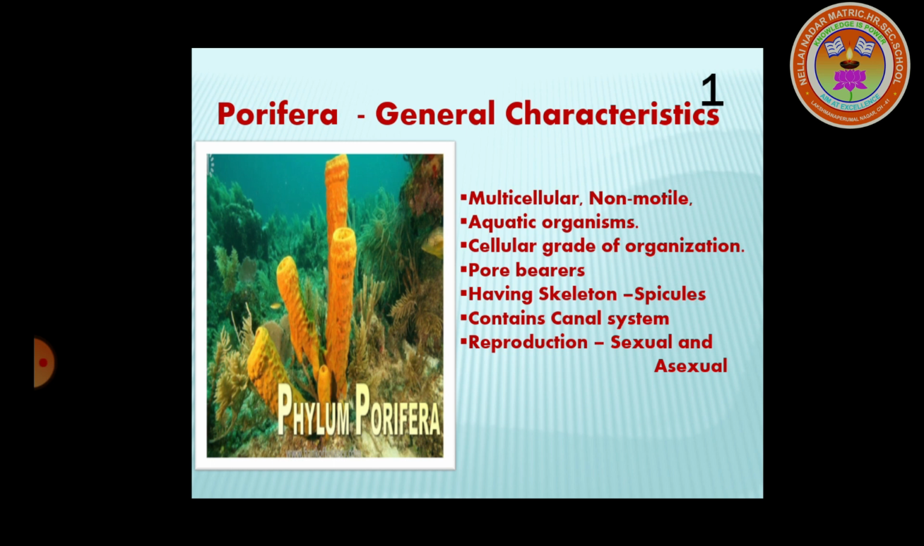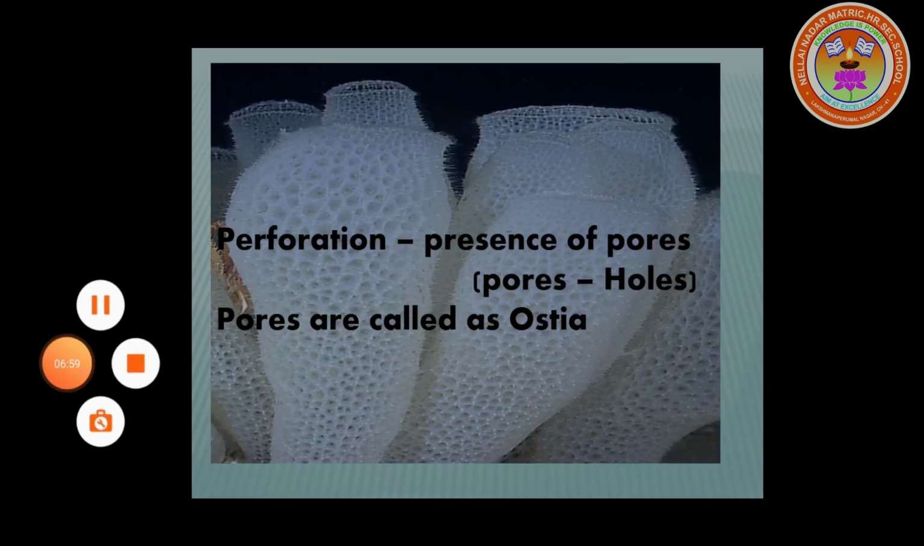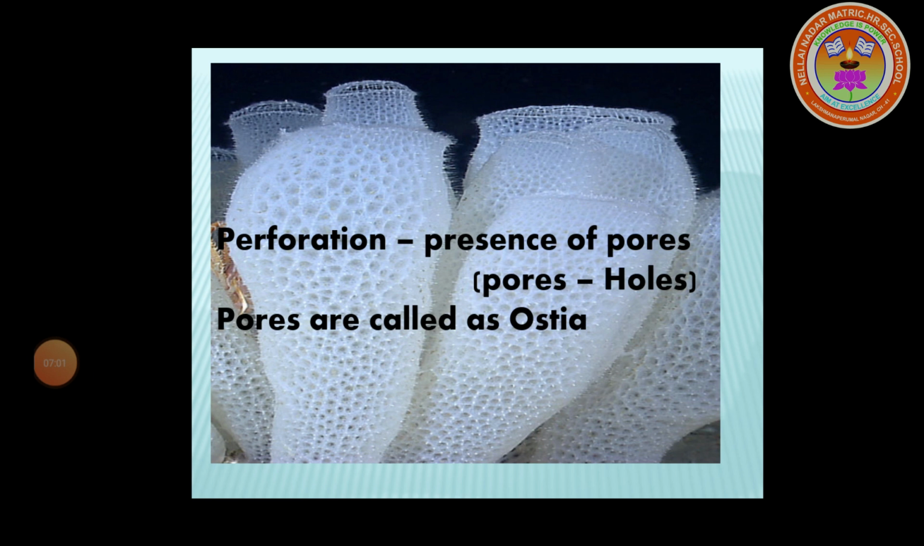Their body is supported by a skeletal structure called spicules. They have a special structure called canal system. They reproduce by sexual as well as asexual method. In this picture, you can see lot of pores on a sponge body. The presence of pores is called perforation. The minute pores on the surface of the body are called ostia.